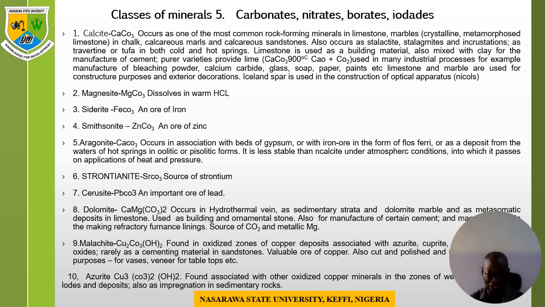The malachite is found in oxidized zones of copper deposits associated with azurite and cuprite, rarely as cementing material in sandstone, a valuable ore of copper, also cut and polished, and used for vases, mainly for tabletops. The azurite, found associated with the oxidized copper, belongs to this group. It's a copper mineral in the zones of weathered and inland deposit, also used in impregnation in sedimentary rocks.